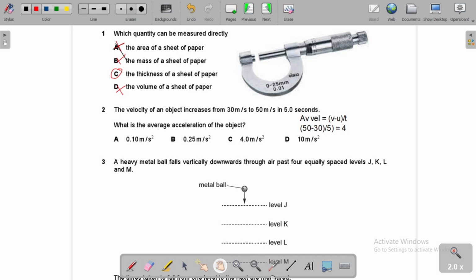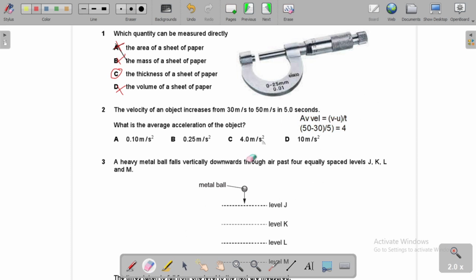The velocity of an object increases from 30 meters per second to 50 meters per second in 5 seconds. What is the average acceleration of the object? The formula for average acceleration is written here. Average acceleration is what I've highlighted here. Average acceleration is the change in velocity divided by time.